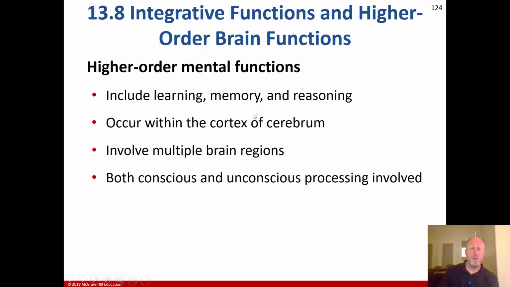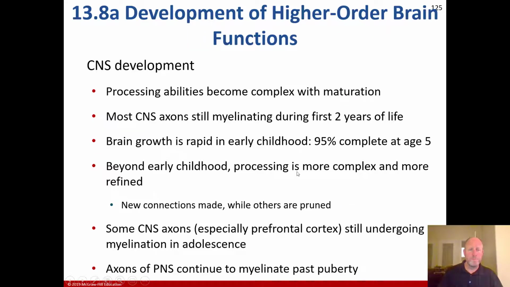Those higher order mental functions include learning, memory, and reasoning. They occur within the cortex of the cerebrum. They involve multiple brain regions. Both conscious and unconscious processing are involved here. With CNS development for higher order brain functions, processing abilities become complex with maturation. Most CNS axons are still myelinating during the first 2 years of life. Brain growth is rapid in early childhood, with 95% complete at age 5 from a standpoint of size of the brain itself.